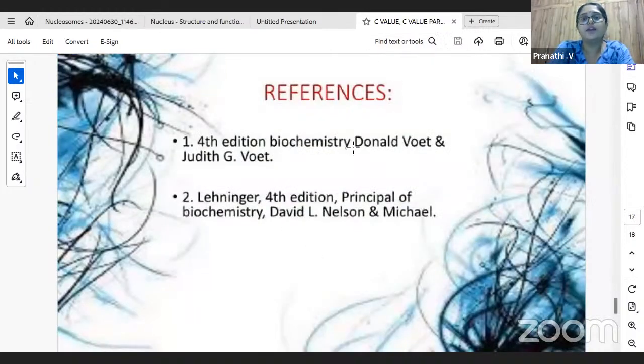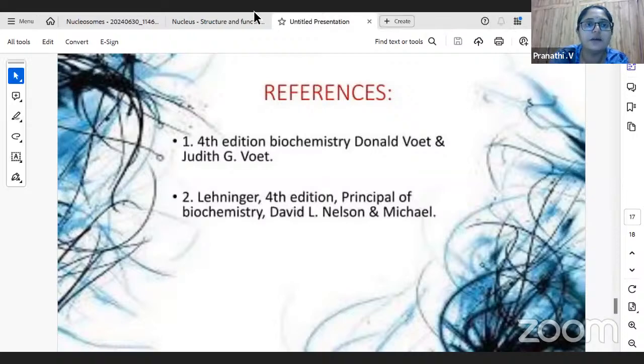So for knowing the C value paradox and your COT curve, just go through White and White and Lehninger, Principles of Biochemistry. These are the two best books for biochemistry; whatever you want regarding biochemistry, you'll get it in both these books.